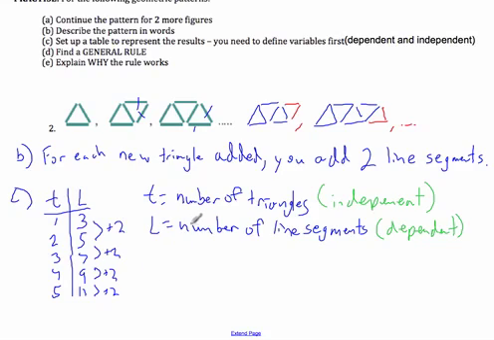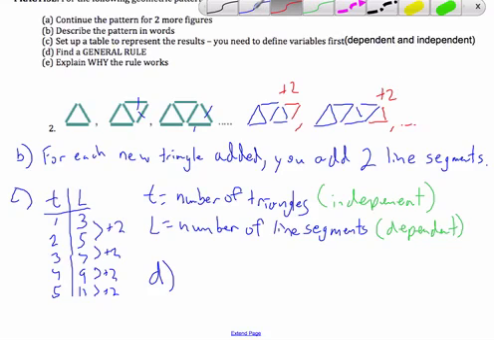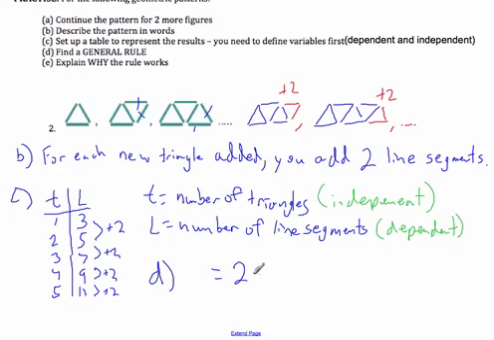So part D, find the general rule. For part D, we know we're increasing by 2 each time, and we can see we're increasing by 2 each time in the diagram here. So that corresponds to 2 times the number of triangles in our formula. So line segments equals 2 times the number of triangles. Does that work for 1 here? 2 times 1 is 2. We need to add 1 to get 3. 2 times 2 is 4. We need to add 1 to get 5. So it looks like that has to be plus 1.